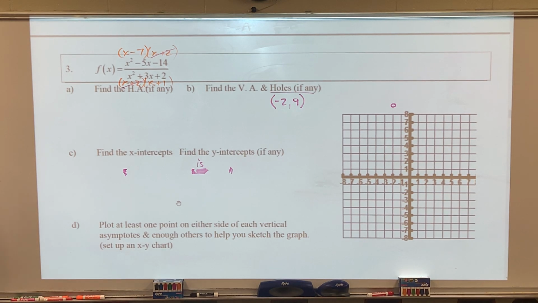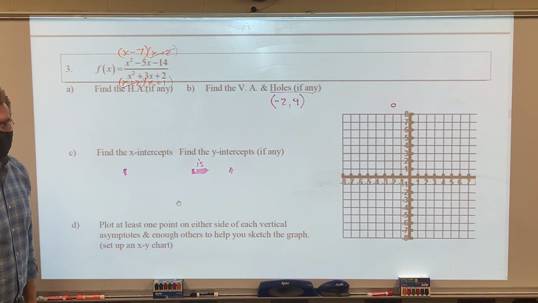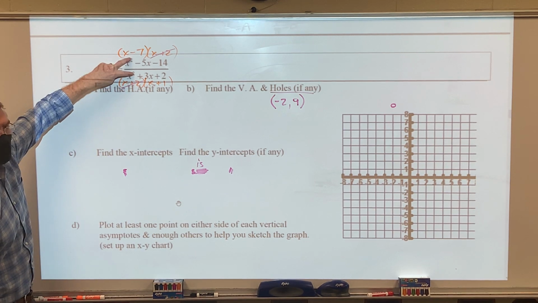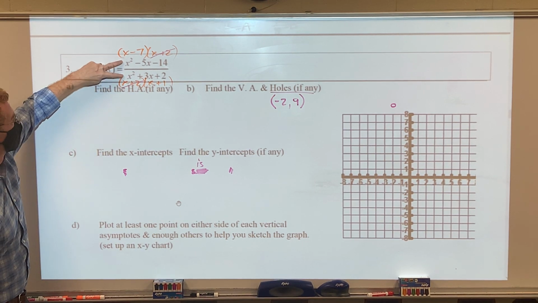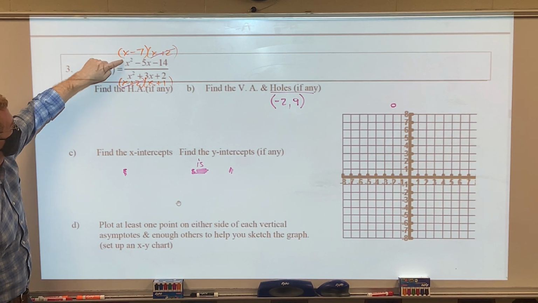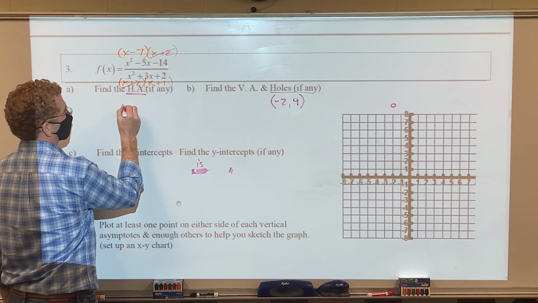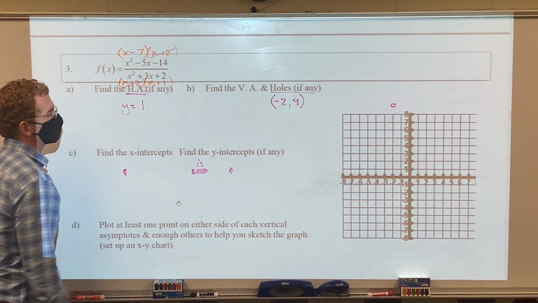All right, now let's talk about the rest of it. Does it have a horizontal or a slant? Horizontal. So if it has a horizontal, then it doesn't have a slant. And how do I know that? Same power, and what is the horizontal? y equals 1. Because if it's the same power, you use the coefficients. Bigger on the power on the bottom would be y equals 0. So horizontal would be y equals 1 over 1, or y equals 1.